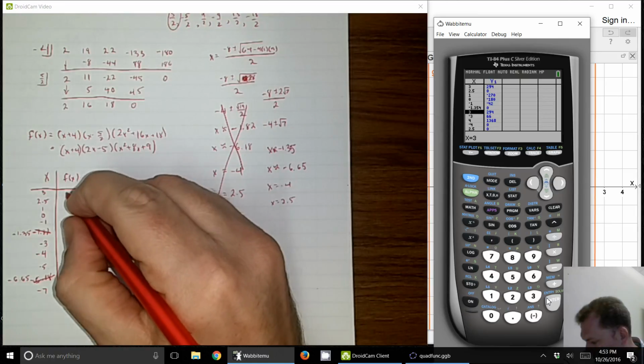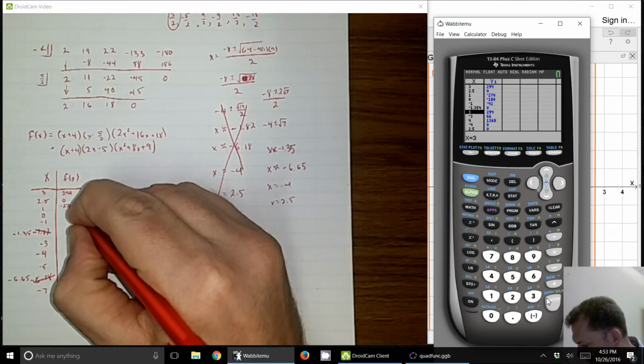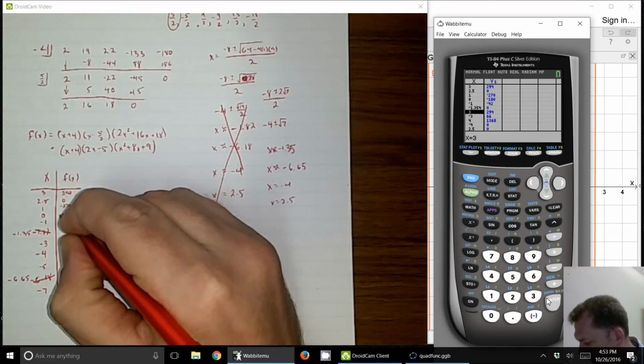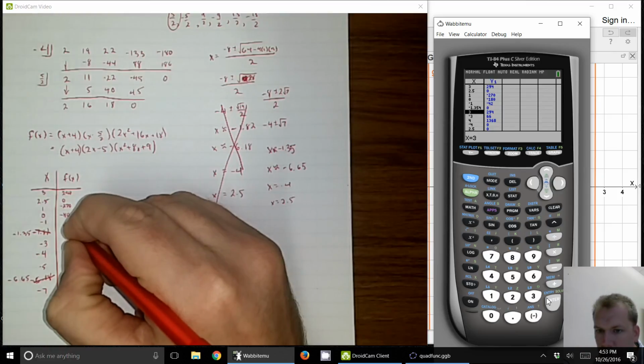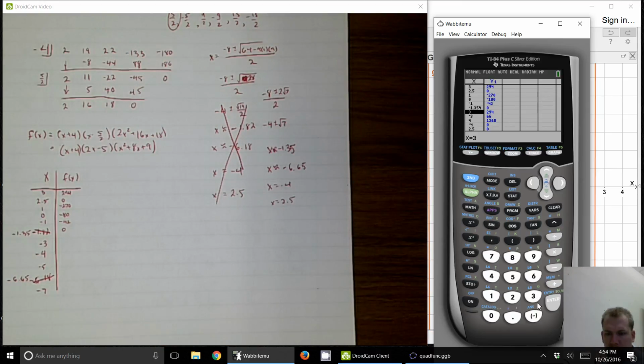So let's write these in there. 294, 0, negative 270. The y-intercept is negative 180. Negative 1 gave us negative 42. This was our 0. Okay, negative 3, negative 4, negative 5. Then our other zero is negative 4 minus the square root of 7. Good. And then negative 7.